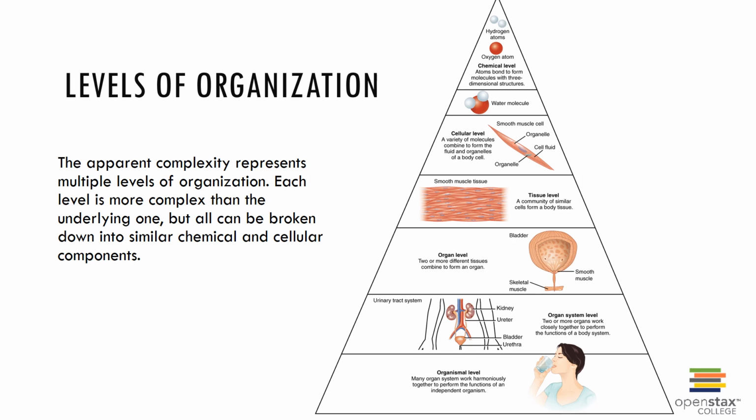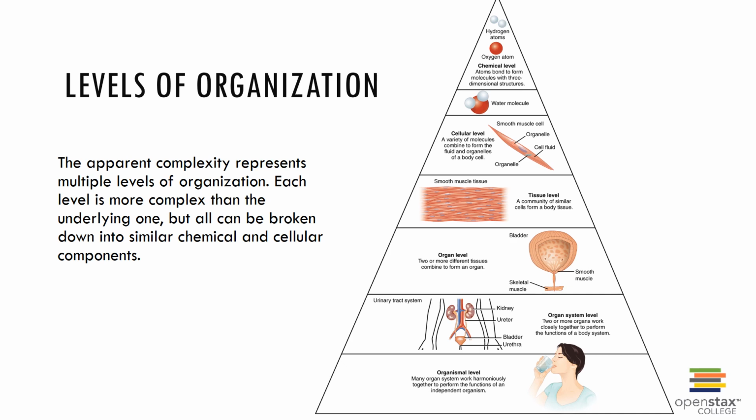Then we have the organ system. These are organs that work closely together. The organ system level is a group of organs that work closely together to accomplish a specific purpose. The types of tissues that comprise organs and organ systems perform vital functions of the body.